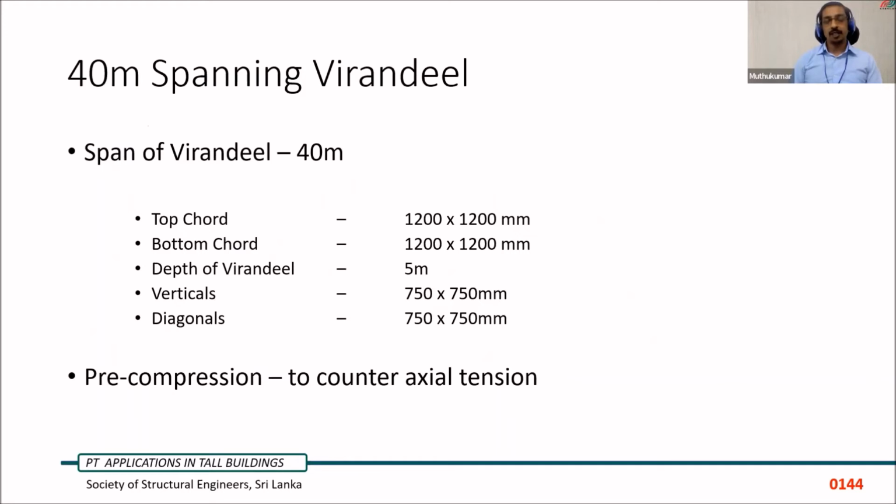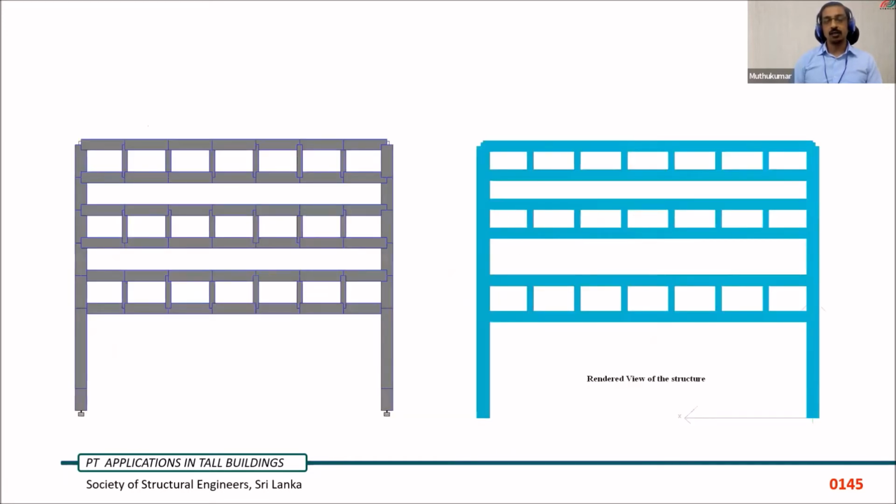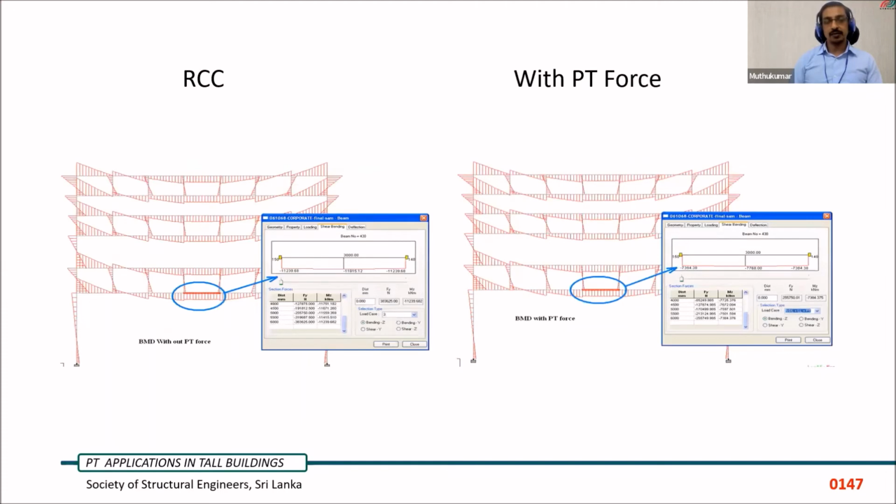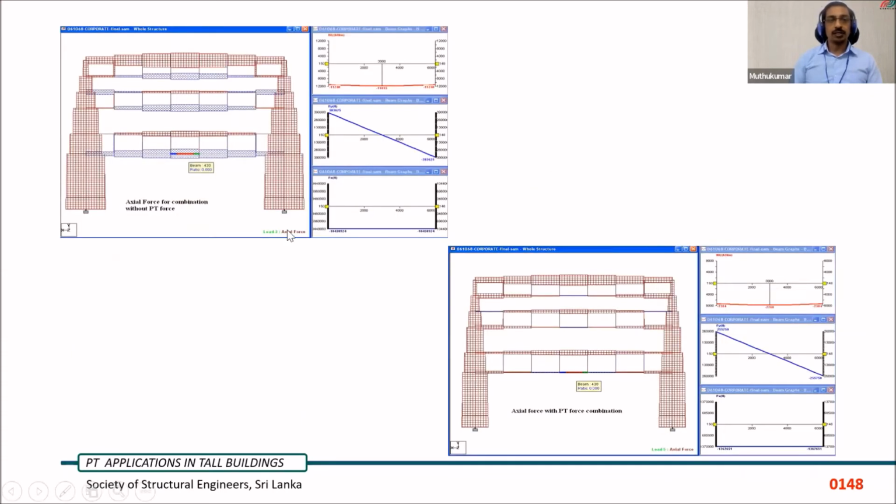So this pre-compression is utilized to counter the axial tension on the lower chord. This is the analysis with RCC as well as PT. Because of the huge tension force at the bottom, the introduction of PT neutralizes that at the bottom chord.